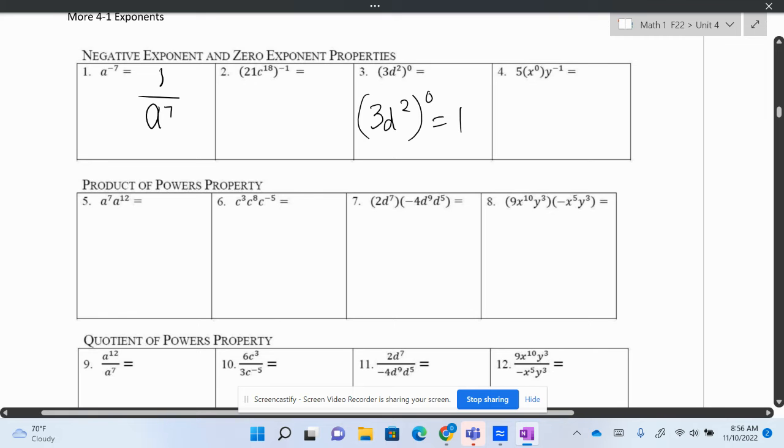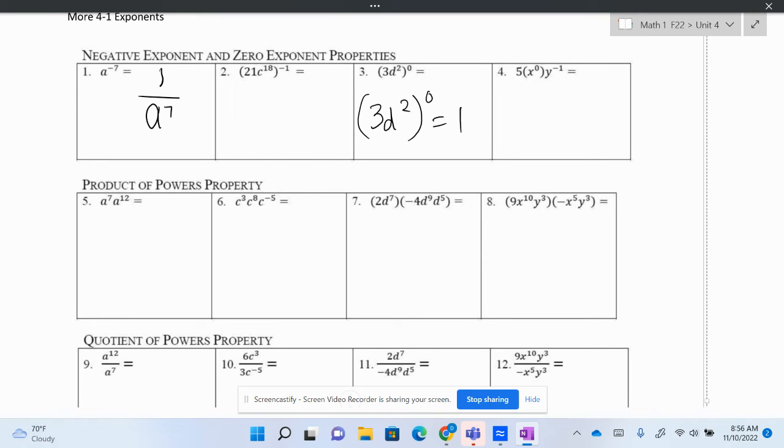If the base is the same and I'm multiplying, product means multiply. If the base is the same and I'm multiplying, what do I do to the exponents? That becomes 7 plus 12, which is 19. Do you want me to do number 7 or number 8 as well? 8. Okay. This negative is like a negative 1.